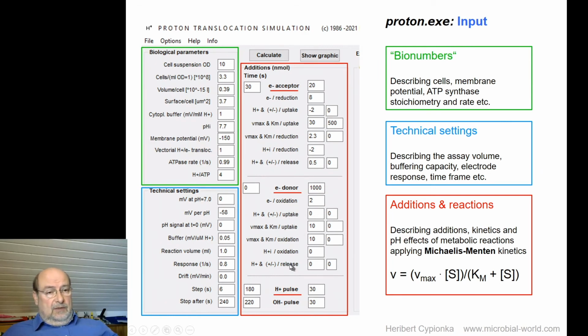You can also do the experiment the other way around, that you have lots of electron acceptor and then add a little bit of donor. Both is possible. And last but not least, you can add some calibration pulses of protons or KOH or NaOH to titrate the system, the suspension back to the original value, and to use these for calibration of your buffering system.